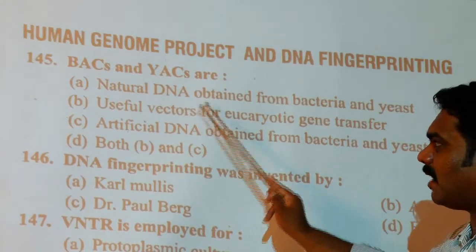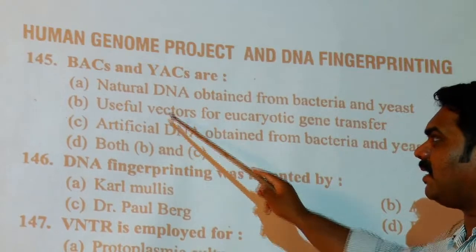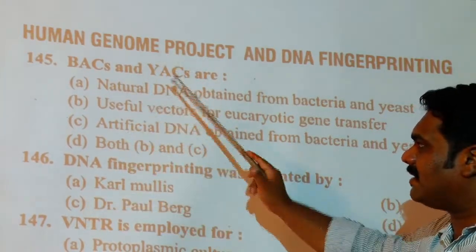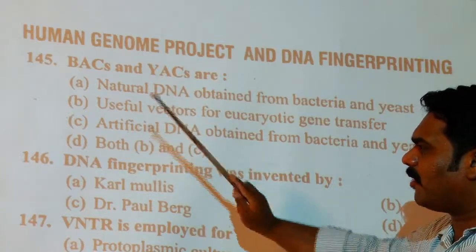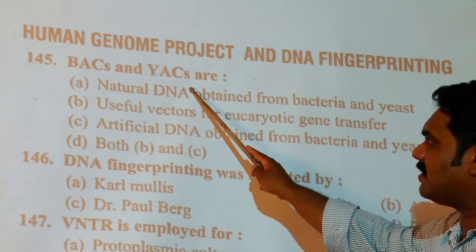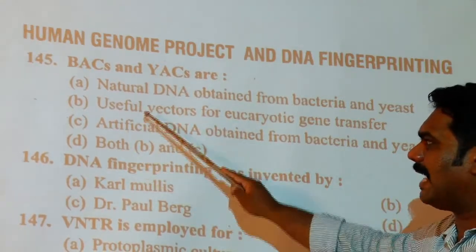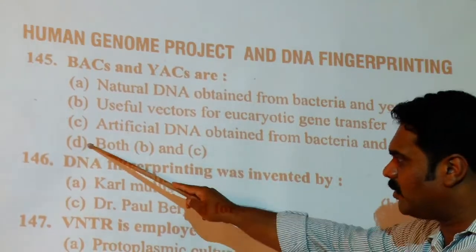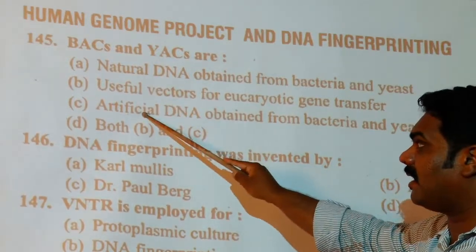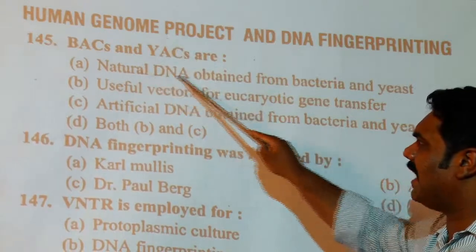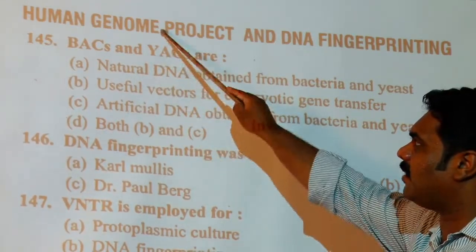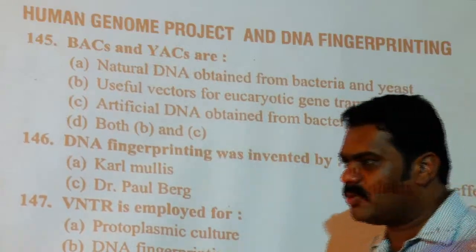Because the option is both B and C, and nothing can be taken as A alone, that is correct. At least if all ABC was an option, I would have gone with that. But if I take this, what about these two? I can't neglect these two things. So I have to stick with both B and C, because these two statements are far better connected to this. These are natural things taken from it, but these two are the applications connected to HGP. So both B and C should be the answer.